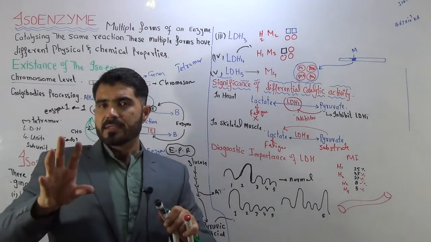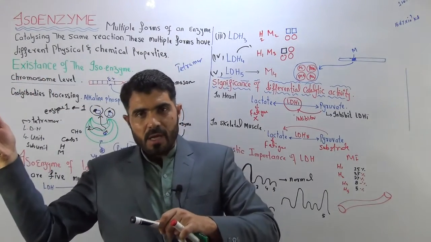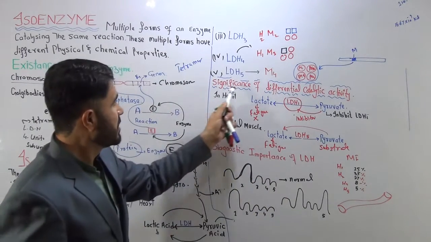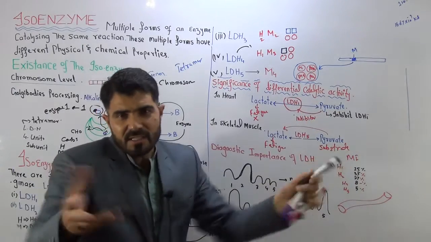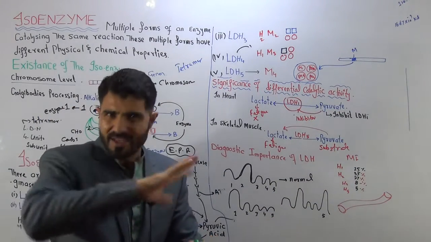Now one enzyme in the heart has its own function, and the other enzyme in the skeletal muscle has a different function. We'll discuss the significance of this different catalytic activity. Why? What is the significance of this? We will not discuss the function of the other isozymes.